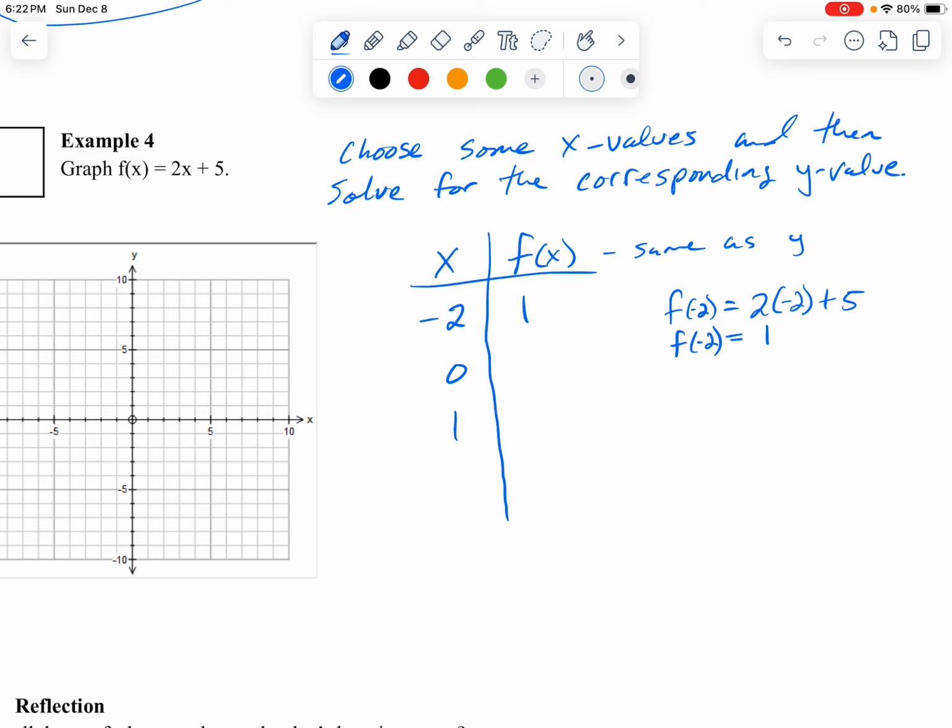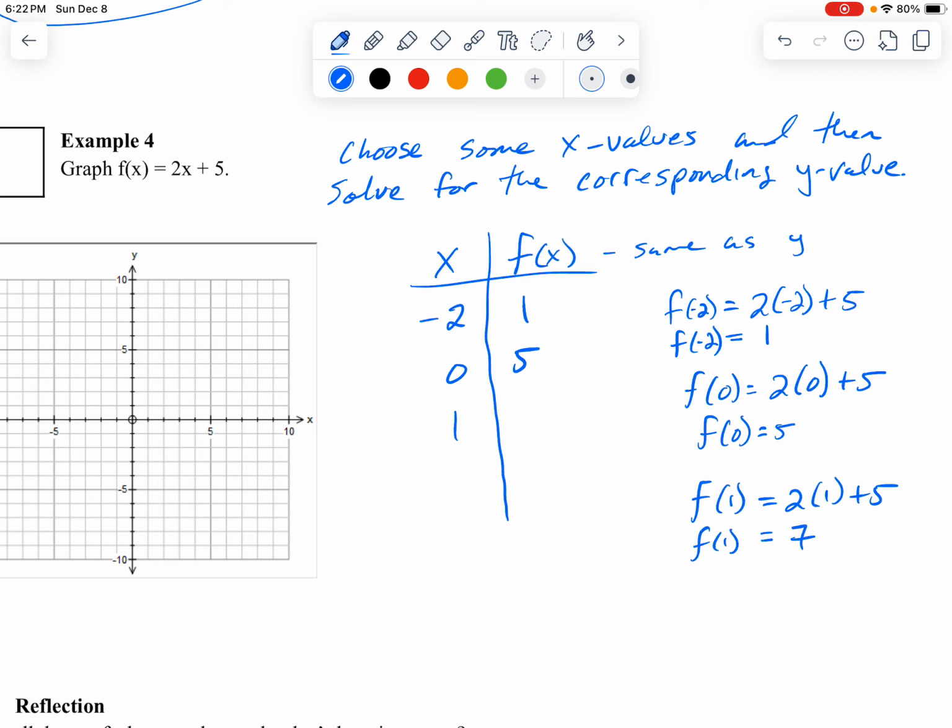And we do the same thing for 0 and 1. So f of 0 is 2 times 0 plus 5. This works out really nicely. This is a reason we always choose zeros, because that's going to make this term go away, because 2 times 0 is just 0, plus 5 is 5. So f of 0 is 5. And we'll do one more just for fun. F of 1 would be 2 times 1 plus 5. 2 times 1 is 2, plus 5 is 7. So f of 1 is 7.